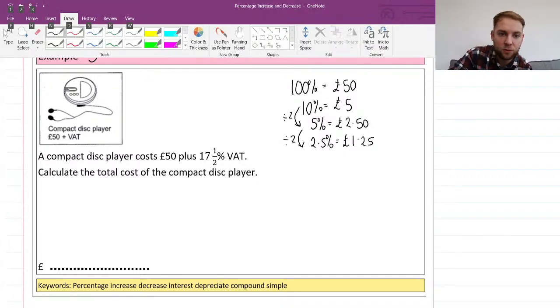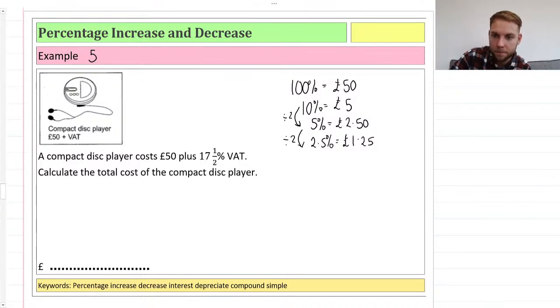So now if I add all these together, the 10 plus 5 plus 2.5, that gives me 17.5%. And if I add these together, that's going to be £7.50, £8.75. So I'm adding all of these together. That's the bit that's a little bit new. The last part's what we've done already.